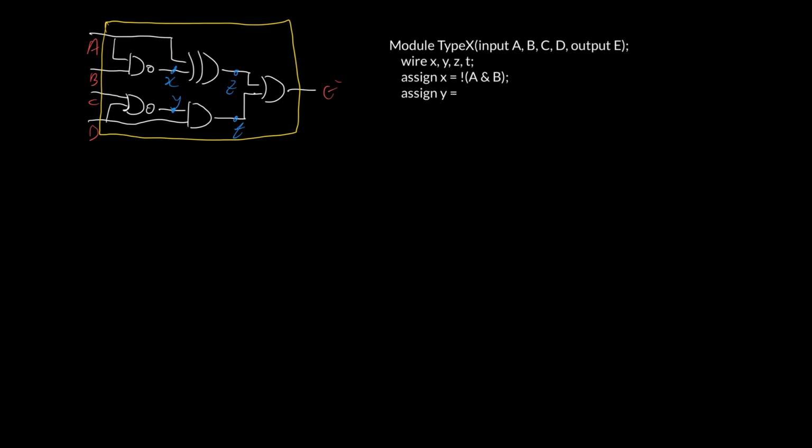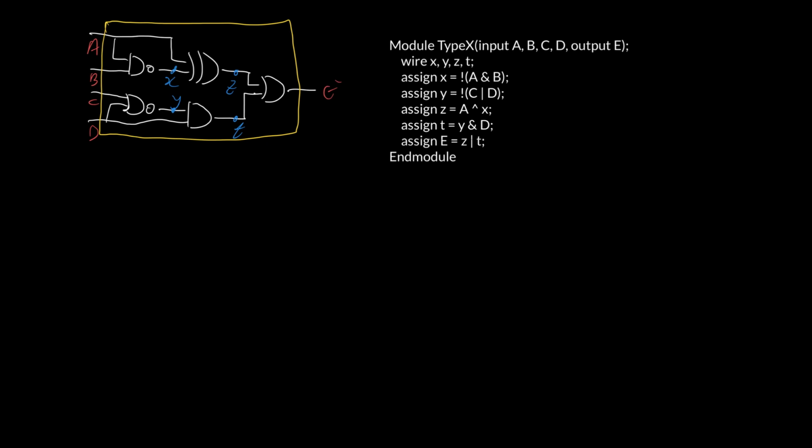So Y is going to be equal to, that looks like a NOR gate. So C OR D with a not out the front makes it a NOR gate. Z is equal to, that looks like an exclusive OR gate, so A exclusive OR'd with X. And assign T equals, that looks like an AND gate, so that would be Y AND D. And finally, assign E equals Z or T. And since we're done, we have endmodule. And again, no capital E.